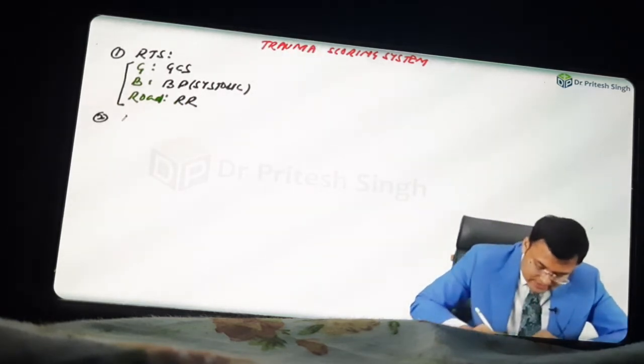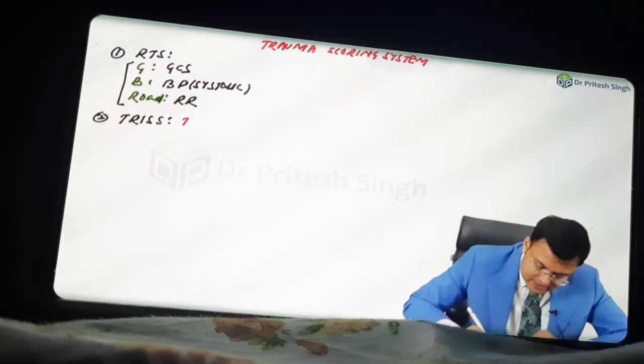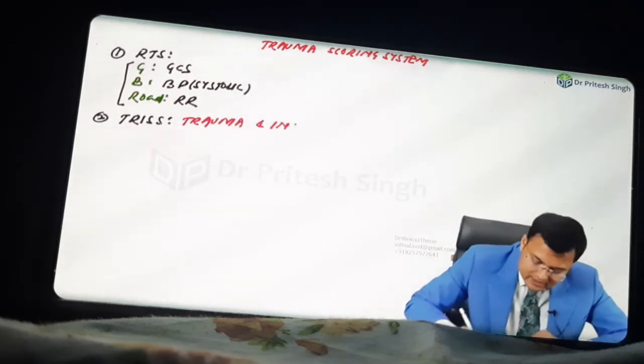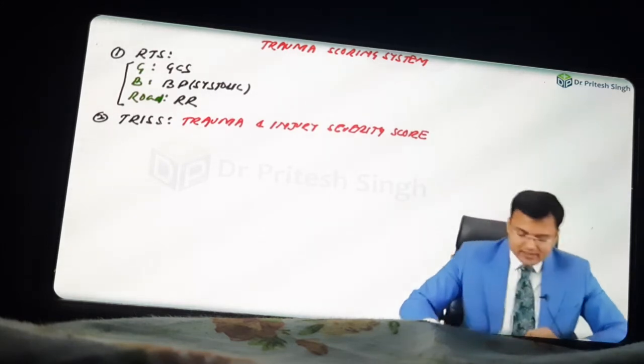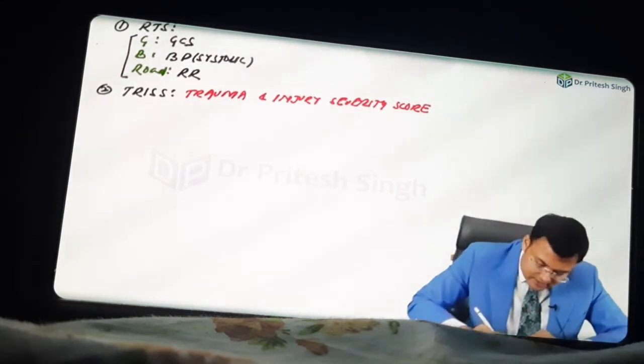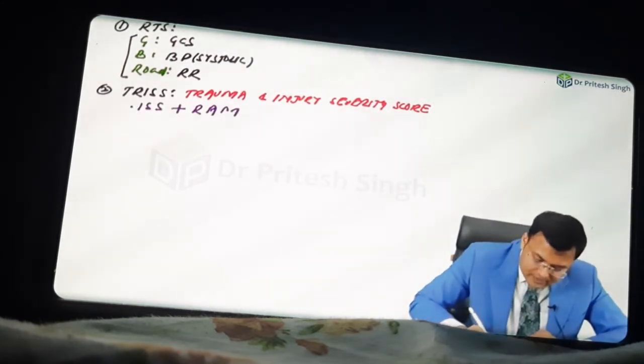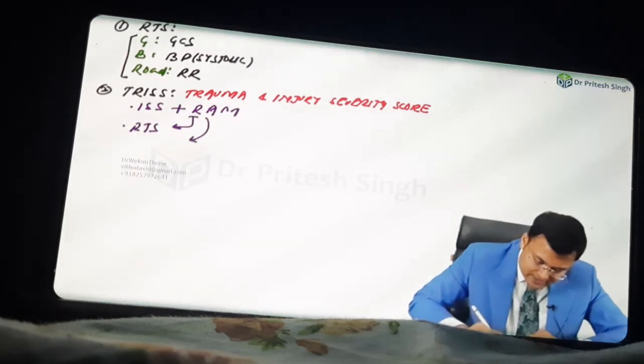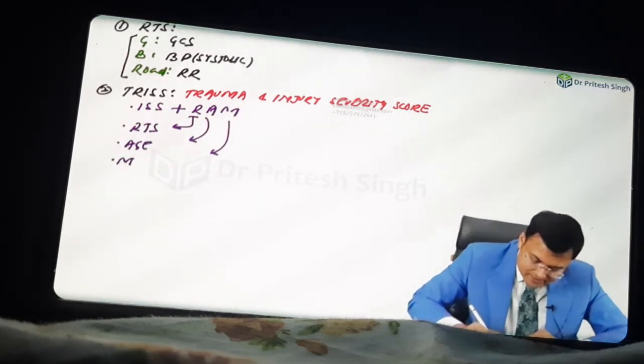After that, second is TRISS. What is the full form of TRISS? It's the Trauma and Injury Severity Score. Here, what is the mnemonic? The mnemonic is injury severity score plus RAM. R means revised trauma score, A means age and M means mechanism. So these are the four components of TRISS.